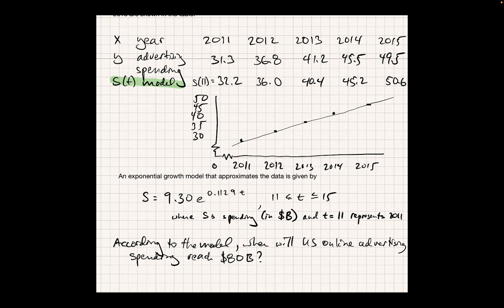I'm asking conceptually. I want you to hear this question. Could I use this model to answer at what year spending was $40 billion? Yeah. Could I use it for 32? Yeah. Could I use it for 50? Yeah. Could I use it for 80? Yeah.